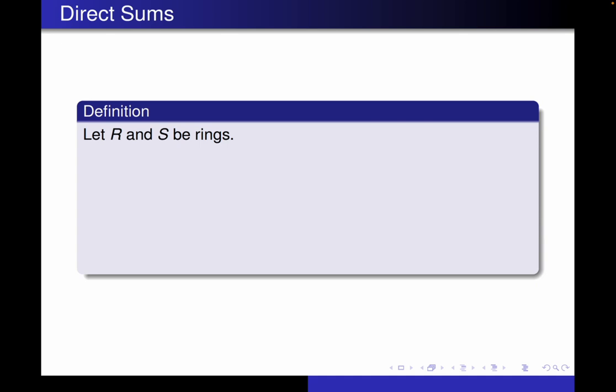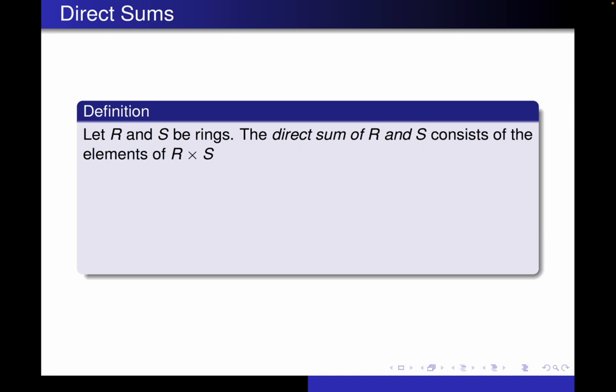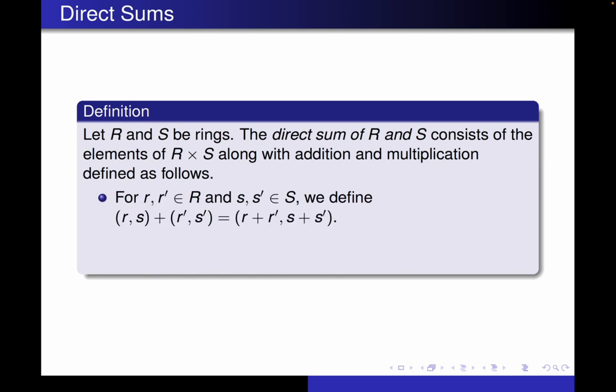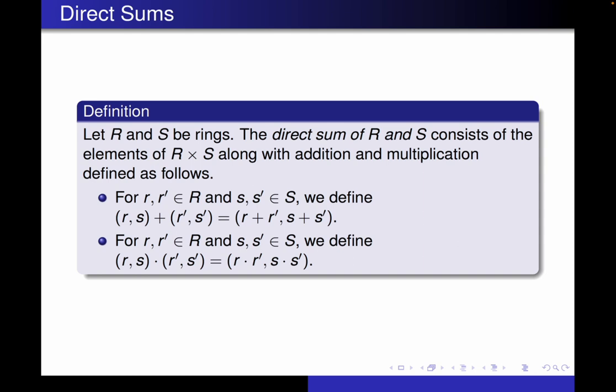So we're going to let R and S be rings. The direct sum consists of the elements of R cross S, the Cartesian product, along with addition and multiplication defined in the very natural way that we did when we were doing ring constructions in class. So if you have r and r prime in R, and s and s prime in S, and you're adding the two ordered pairs (r, s) and (r prime, s prime), you just add the x coordinates, r plus r prime, and then you add the y coordinates, s plus s prime, and put them in their appropriate places in the ordered pair. And for multiplication, it's exactly the same except with multiplication. (r, s) times (r prime, s prime) equals (r times r prime, s times s prime).